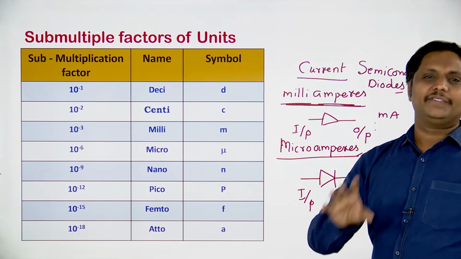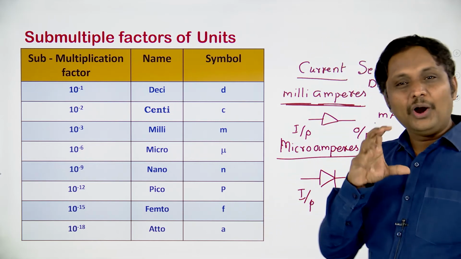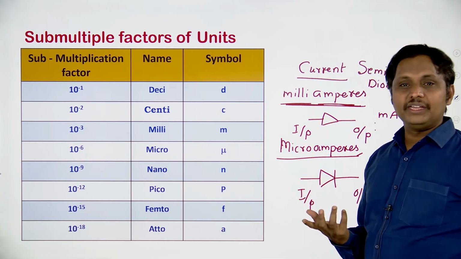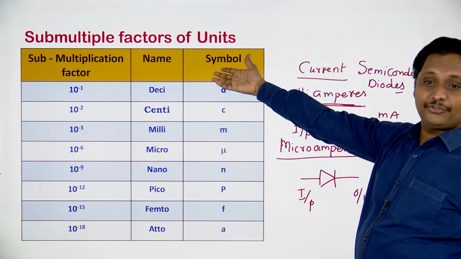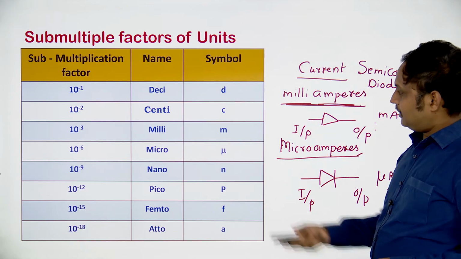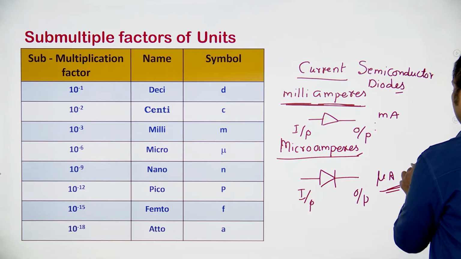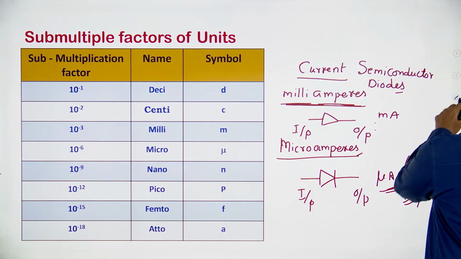Later you can know all these things, but the thing is, whenever you give the input, if you want to measure a physical quantity which is very small, at that time we use the submultiplication factors of the unit. Like you have to take this, 10 power 6 multiplication. We have to take all these things.